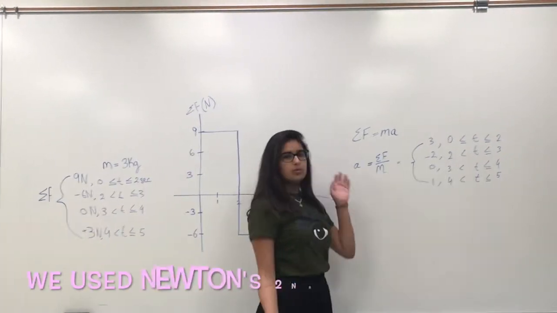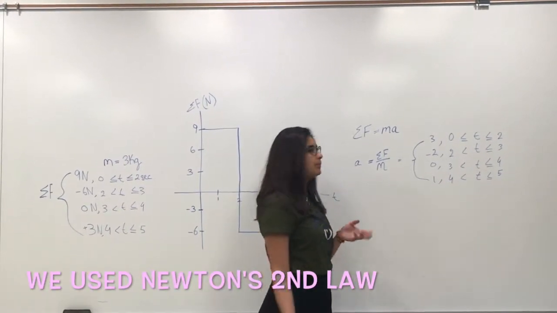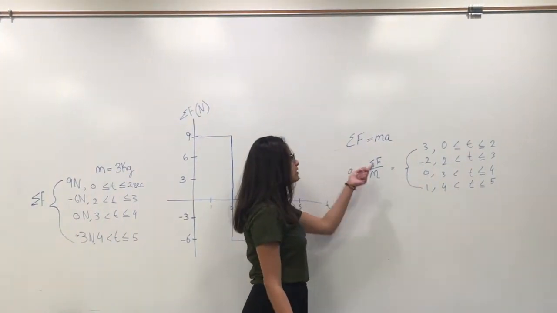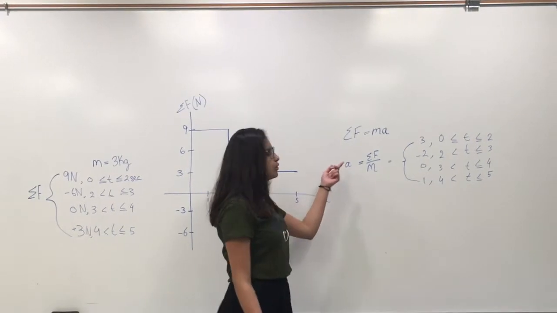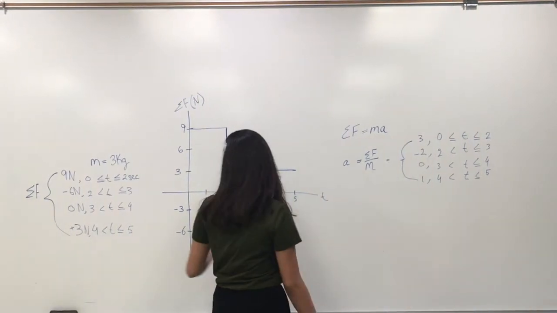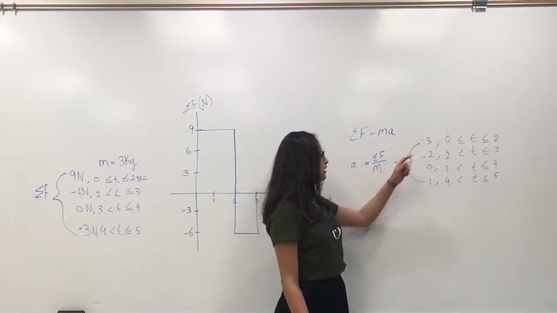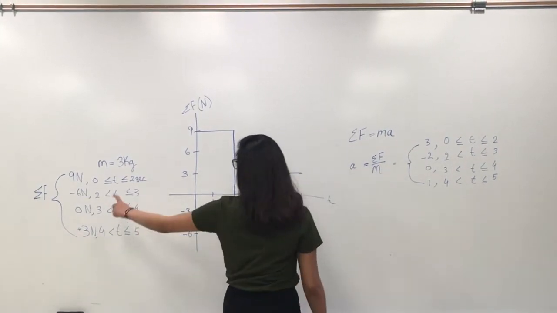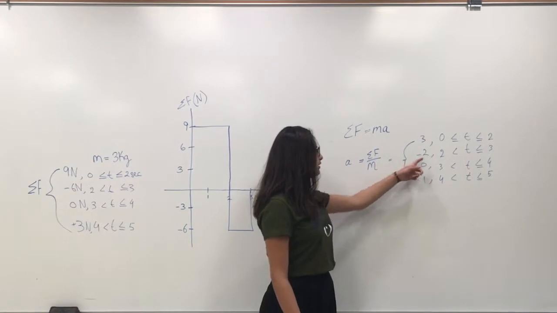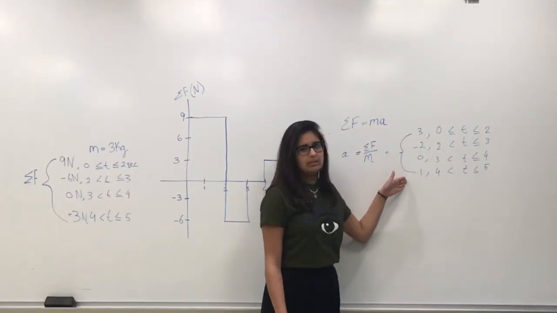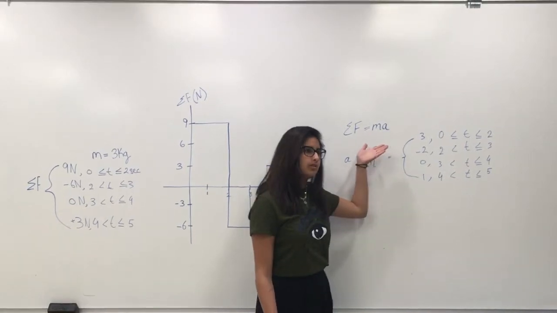Since we know from Newton's second law of motion that the net force is equal to mass times acceleration, which means acceleration equals net force over mass. So dividing 9 newtons by the mass, which was 3, we get 3. Dividing negative 6 by 3, we get negative 2, and so on, and 0 and 1. So these are the accelerations we obtained from Newton's second law of motion.